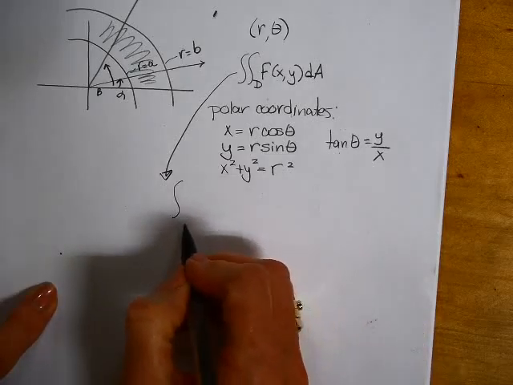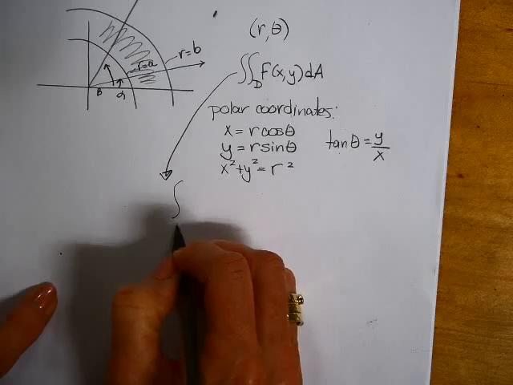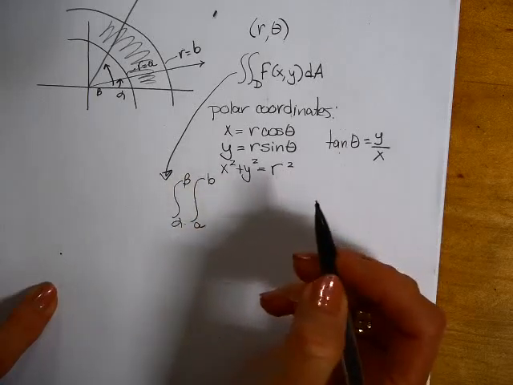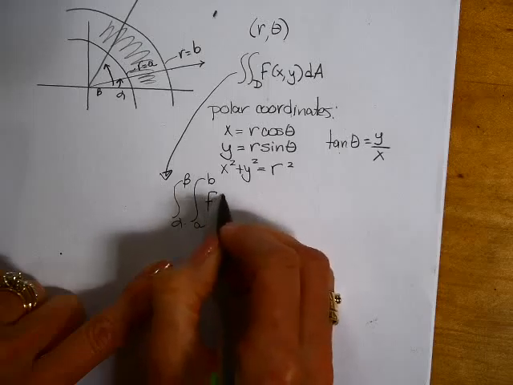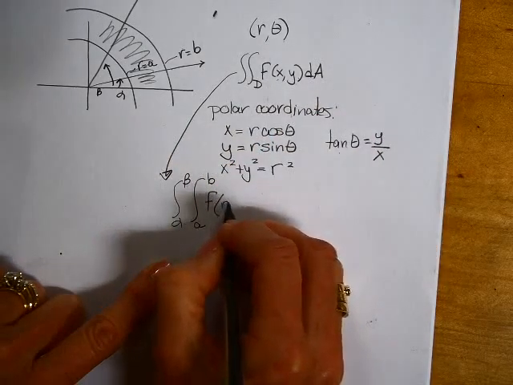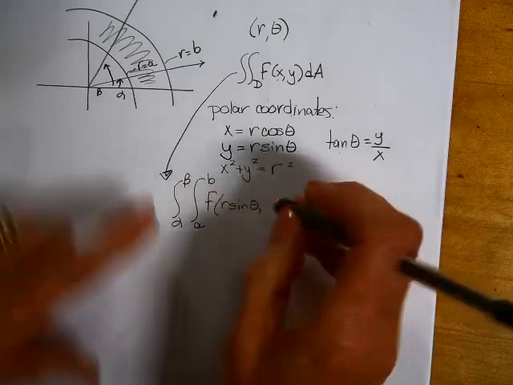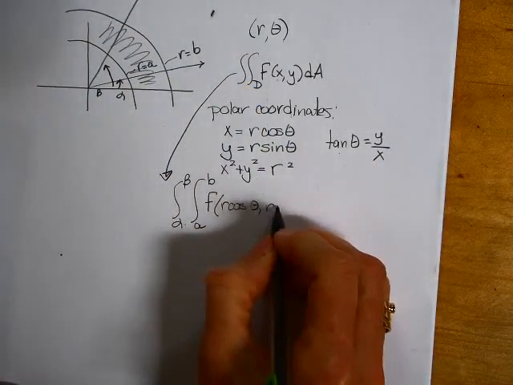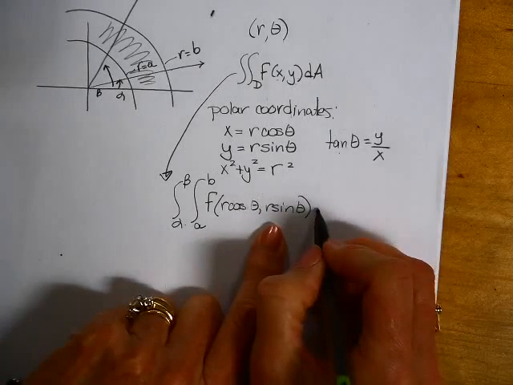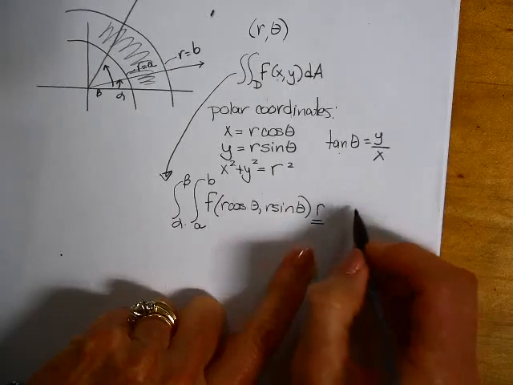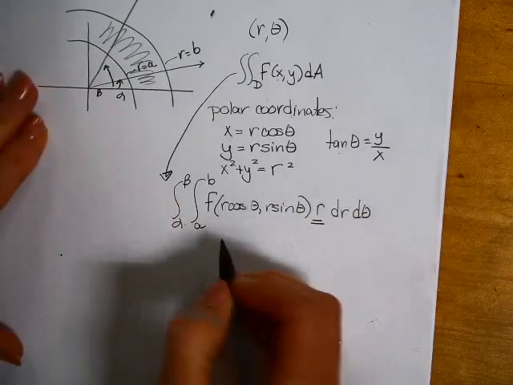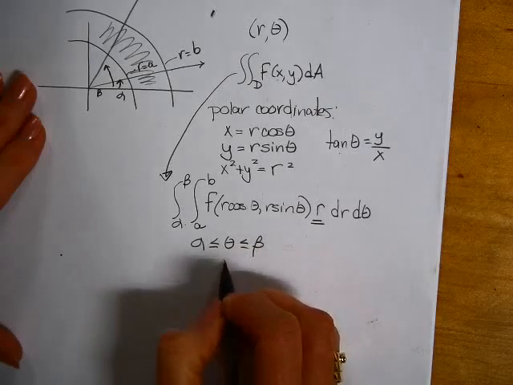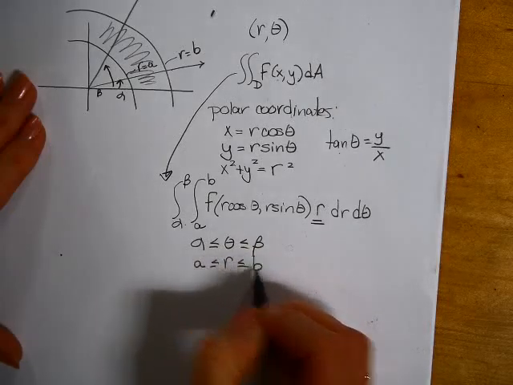then you change your limits of integration: alpha to beta for theta, and the inner limits from a to b, that's my r's. You change your function from x's and y's to a function of r cosine theta, r sine theta. You have to put an extra r in the problem, and then you do dr d theta. I'm assuming here that theta is ranging from alpha to beta, and r is ranging from a to b.